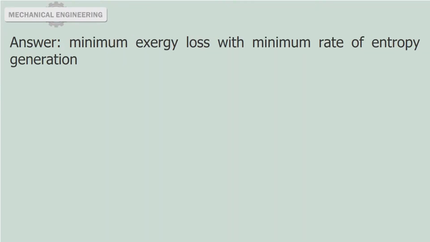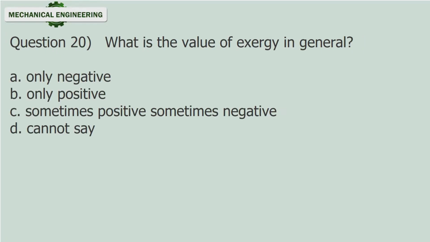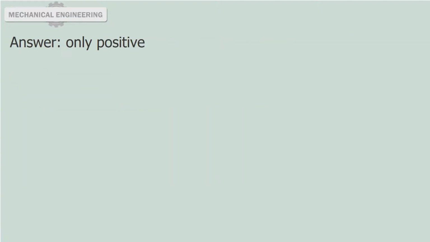Answer: minimum exergy loss with minimum rate of entropy generation. Question 20. What is the value of exergy in general? A. Only negative. B. Only positive. C. Sometimes positive, sometimes negative. D. Cannot say. Answer: only positive.